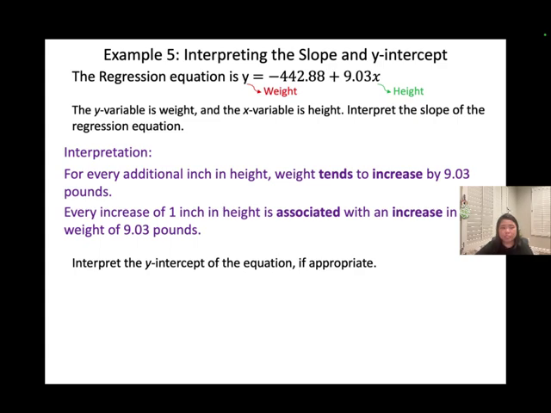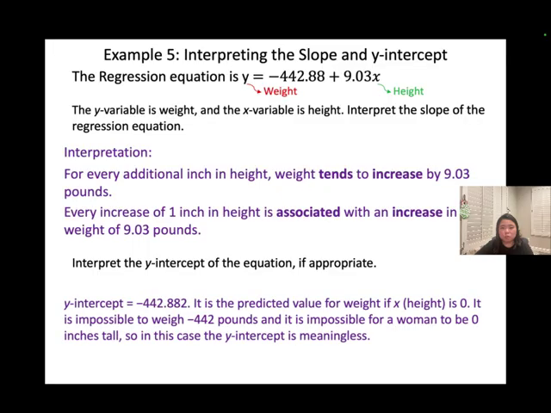Now, interpret the y-intercept of the equation. When we interpret the y-intercept, we are talking about x being equal to 0. When x equals 0, y will be equal to negative 442.88. Think about it: it is impossible for the weight to be negative, and it is also impossible for the woman to be 0 inches tall. So in this case, the y-intercept is meaningless.